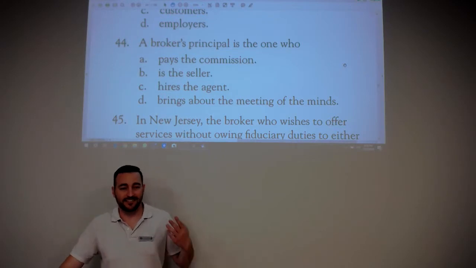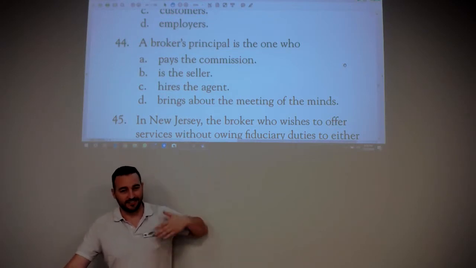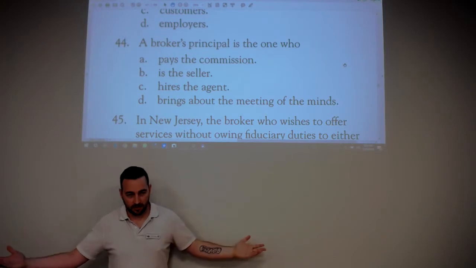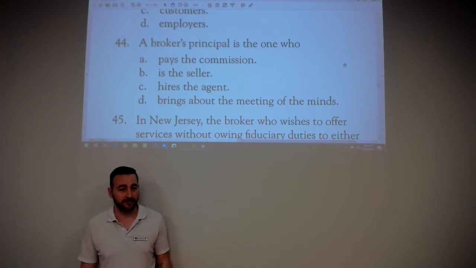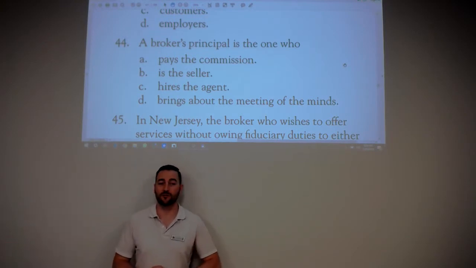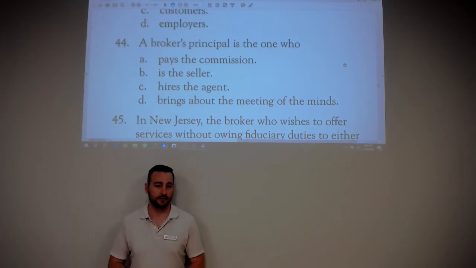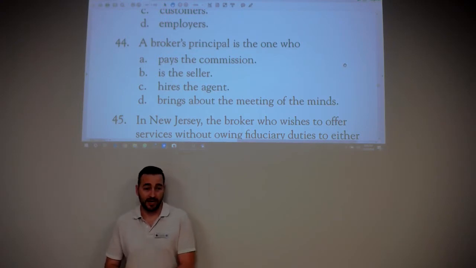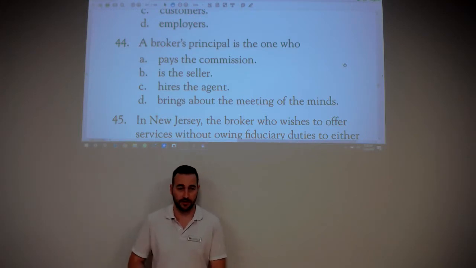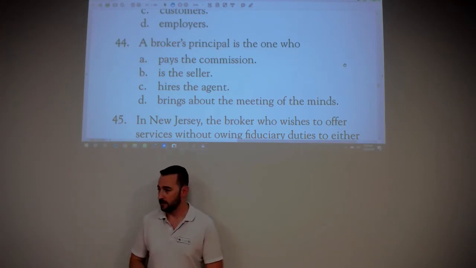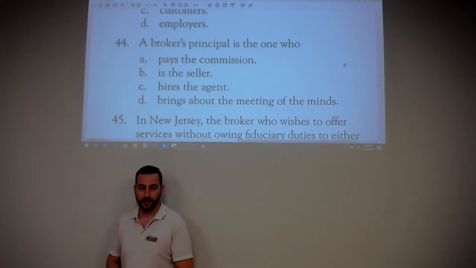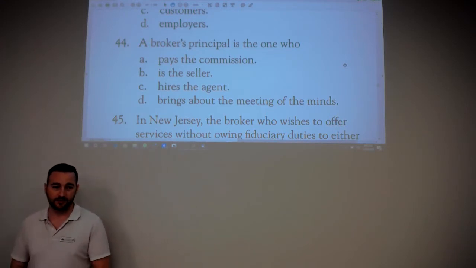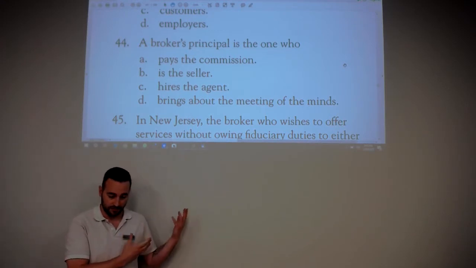What I'm trying to say is that none of the above are correct, only D. That's the only answer you can choose. So you have to go by process of elimination. The principal is the one that brings about the meeting of the minds. If the buyer agrees by putting an offer, and then the seller agrees, those are the principals. They're the ones that come into agreements. Because you can also be a transaction broker, and get hired without a meeting of the minds.